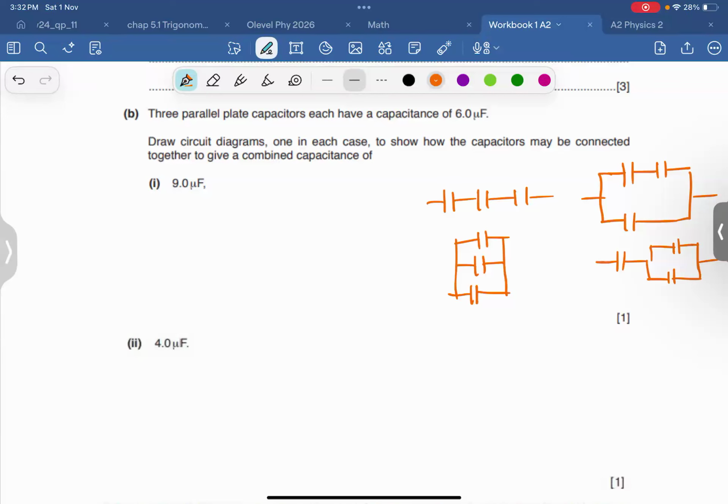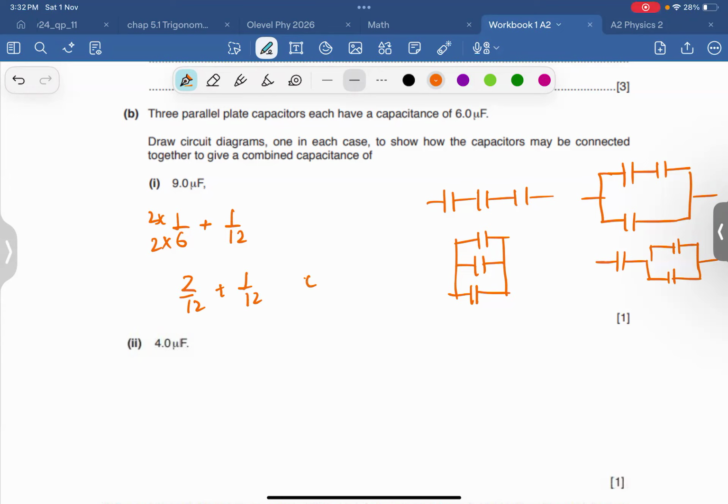Now let's try to figure out what will be their capacitance. I think it's the fourth one, the last one, one in series and two in parallel. We know that the parallel capacitances are usually added. So 6 and 6 get 12, and then 1 over 6 plus 1 over 12. Okay, so 2 over 12 plus 1 over 12. That gives me 3 over 12, 12 over 3, and that gives me 4.